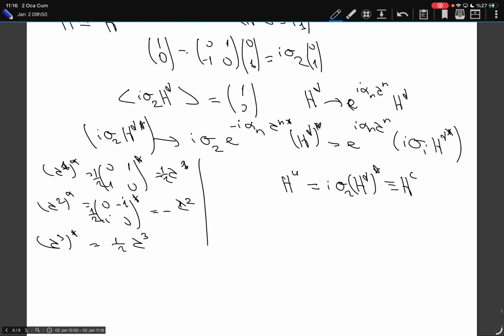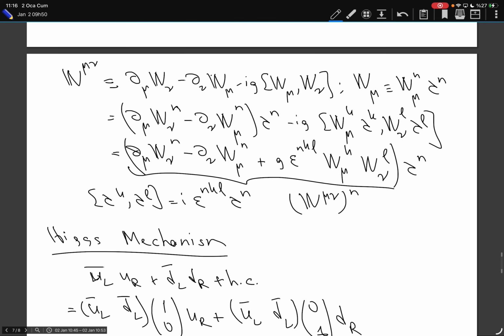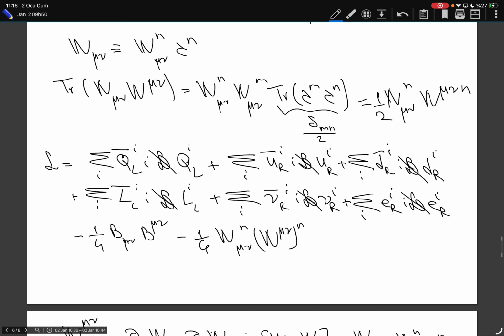So now practically I have everything. So let me write down my standard model Lagrangian. This we had already written down.